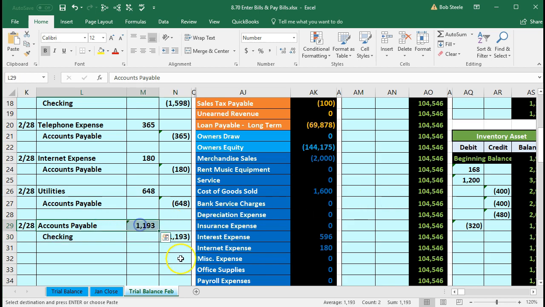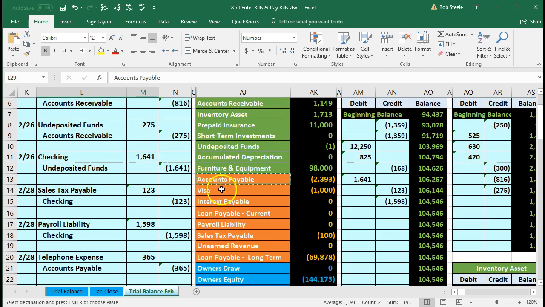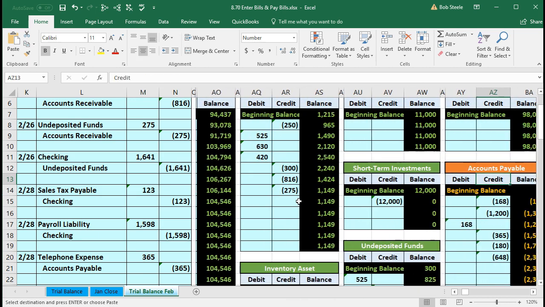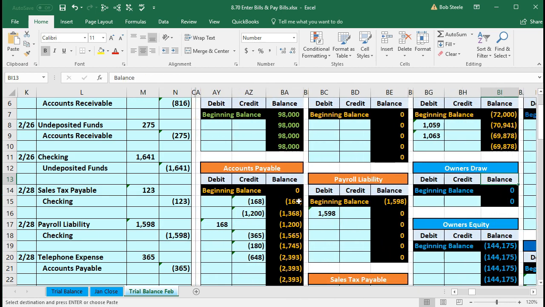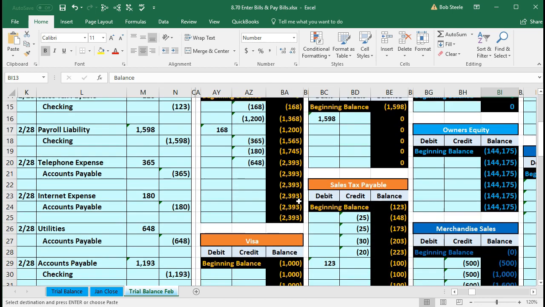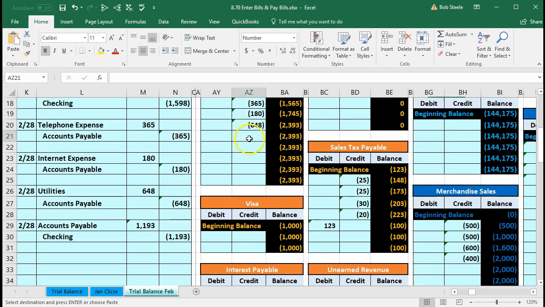Now we'll post it to the general ledger, first starting with the top account, accounts payable. That's the first account on the trial balance, and therefore the first account on the general ledger where we need to post it. Scrolling to the right, we see the accounts payable. Scrolling down, we need to post it here in AZ21.